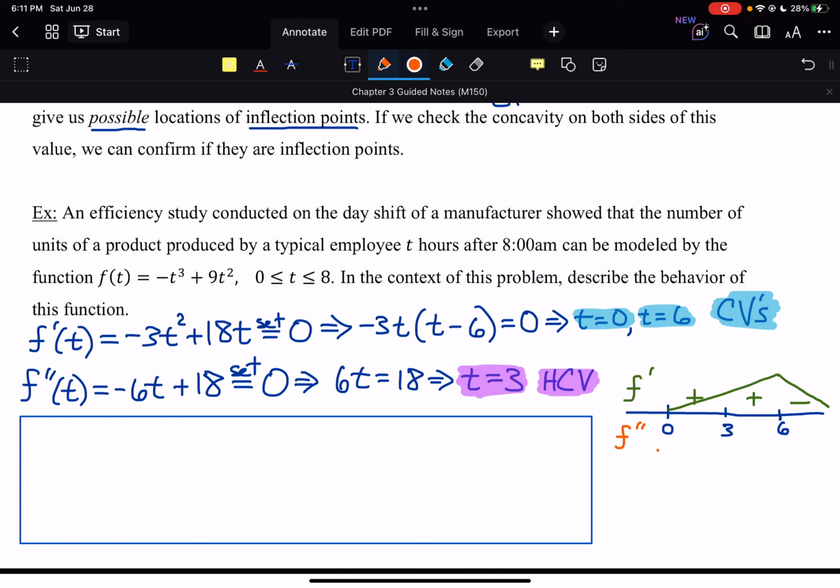And then if we look at F double prime, we're going around 3 here. So from 0 to 3, we'll pick like 1 again, for example. That's going to be a positive number. Okay, so that's concave up. So that's going to be something like that. Pick something beyond 3, so like 4, for example. That gives us negative 24 plus 18 is negative 6, so that's concave down. And it was all beyond just 3. 3 was our only hypercritical value, so that'll be concave down also.